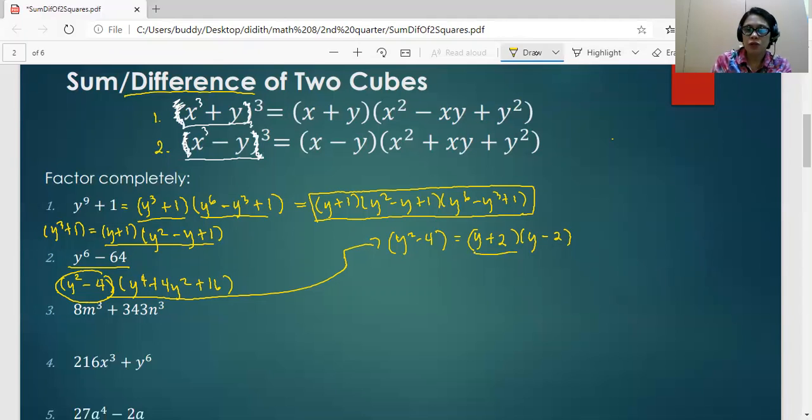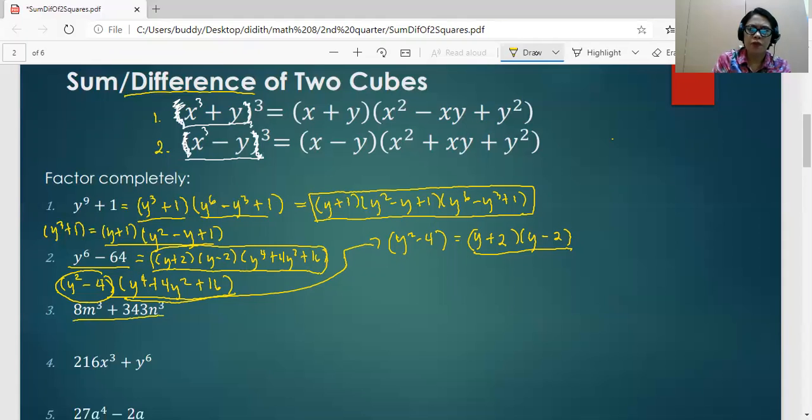Now, along with these two factors, we have to include the second factor here, and we will consider that as the final factors. So the final factors will be y plus 2, y minus 2, and then y to the fourth plus 4y squared plus 16. So these are the final factors.